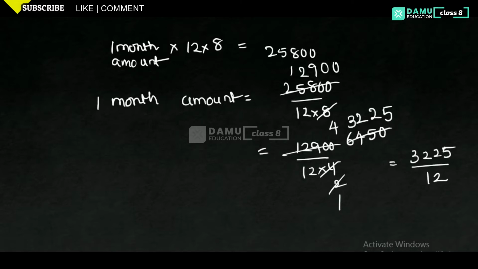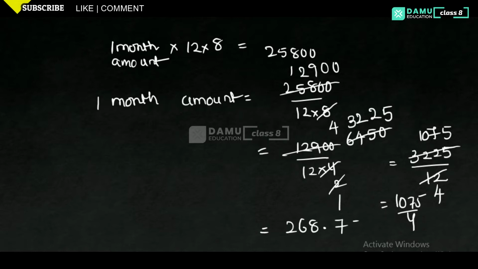So you can calculate here with 3: 3 4s are 12, 3 1s are 3, 3 7s are 21, 3 5s are 15. So here 3 1s are 3, then we have to put 0 in order to calculate 7 0 and 7, then 1 5. So again 1075 by 4. 1075 by 4 will be equal to 268.75 rupees for 1 month.